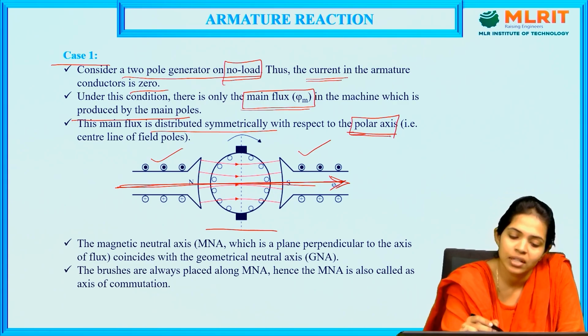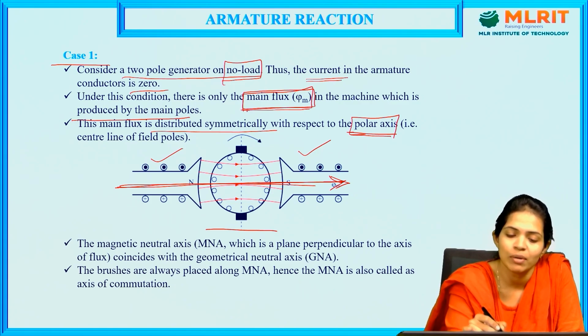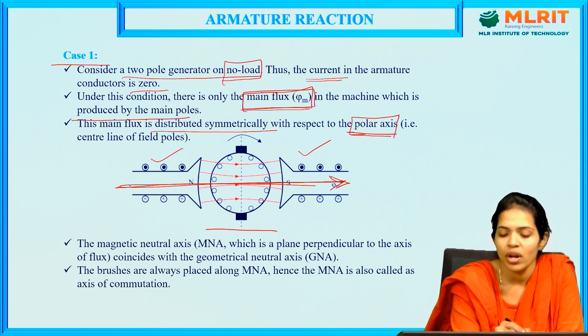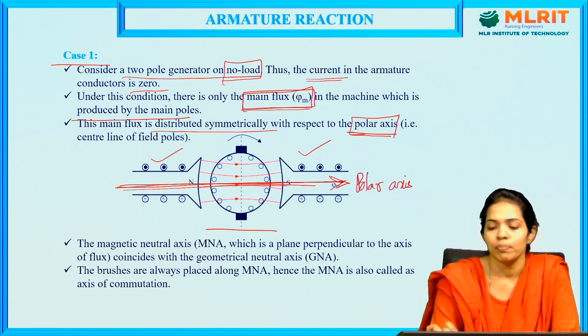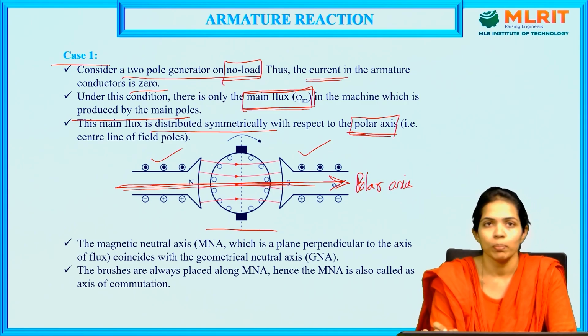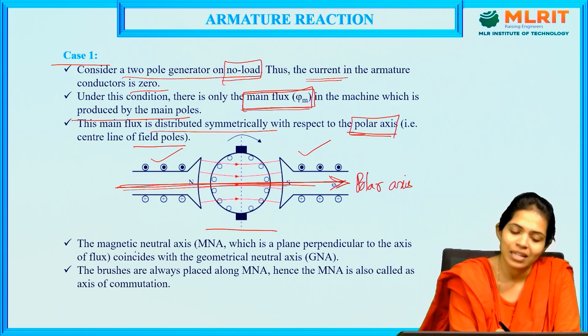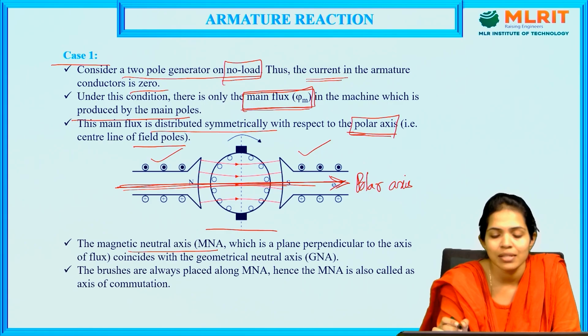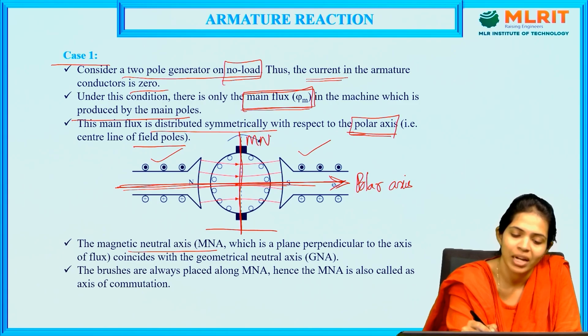Under no load condition, the main flux generated in the main field poles is symmetrically distributed from north pole to south pole along the polar axis. This is the polar axis, passing through the center of the two main field poles. Next, the magnetic neutral axis is the axis perpendicular to the polar axis. This is our MNA, the magnetic neutral axis.